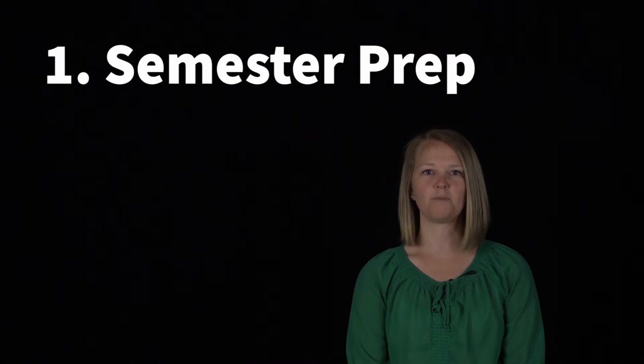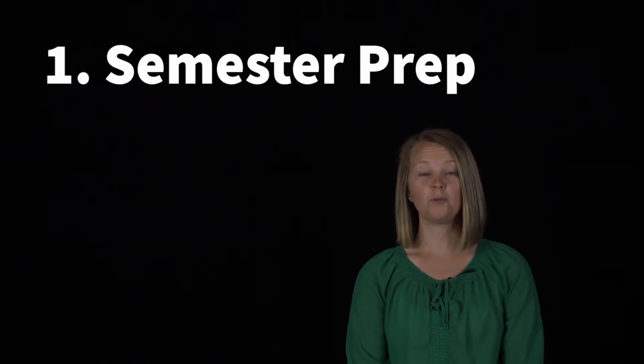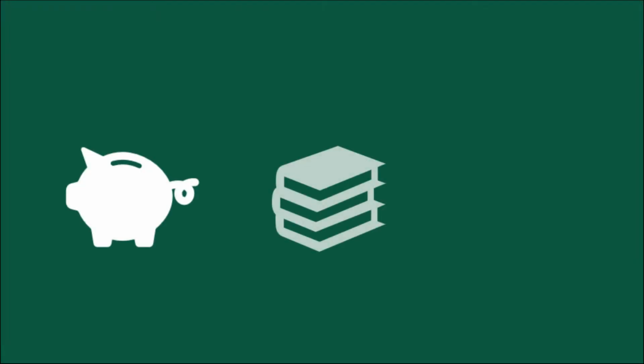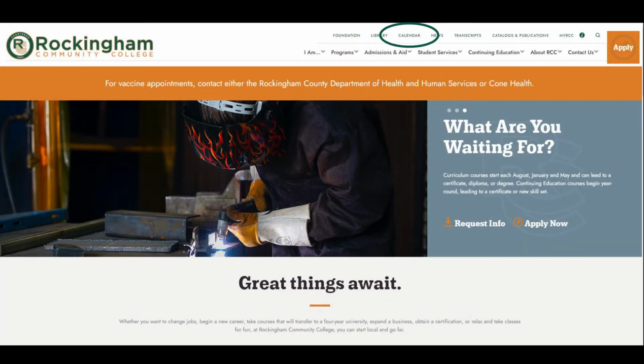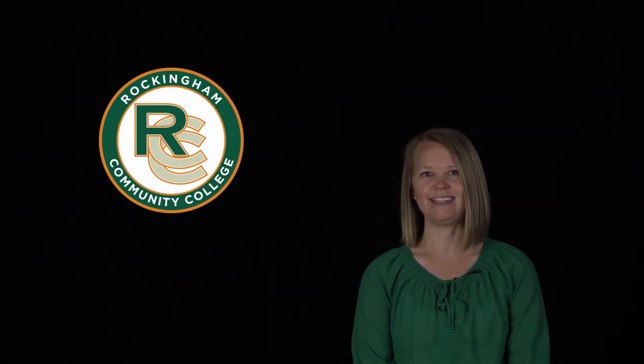Let's first discuss preparing for the semester. When prepping for the semester, you will want to think about tuition, textbooks, and your course schedule. The payment deadline for tuition can be found on the academic calendar. To access the academic calendar, click on the calendar link at the top of the RCC webpage. Please take a minute to pause this video and find the payment deadline for the upcoming semester. Did you find it? Make sure you mark your calendar with this upcoming date.